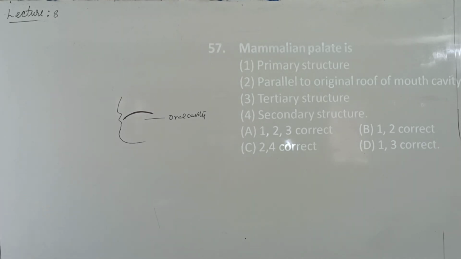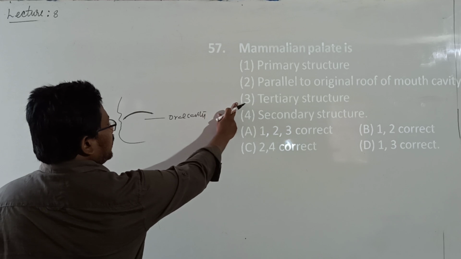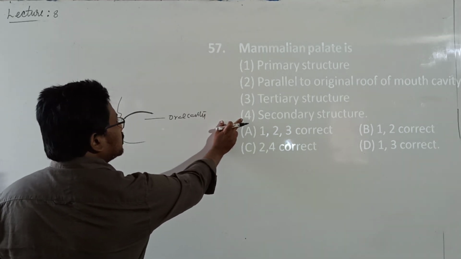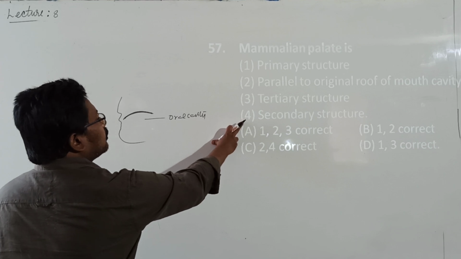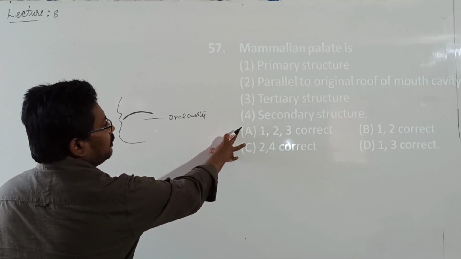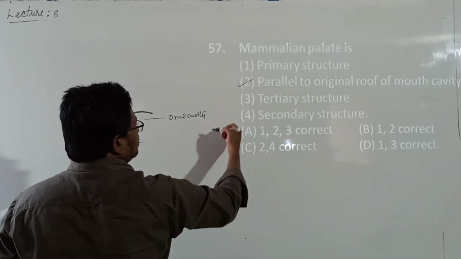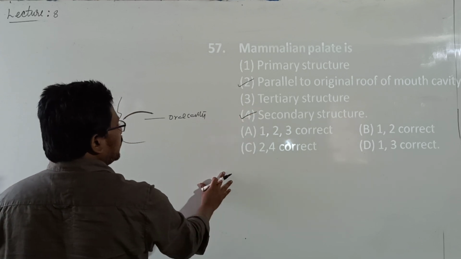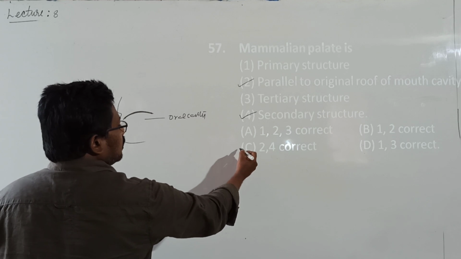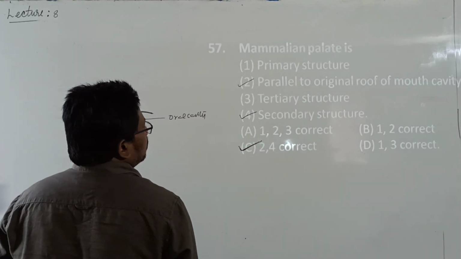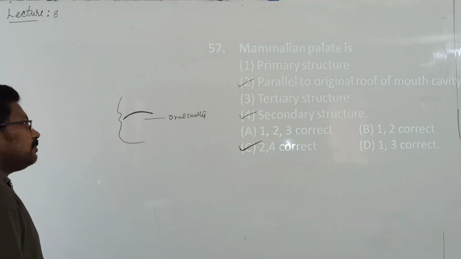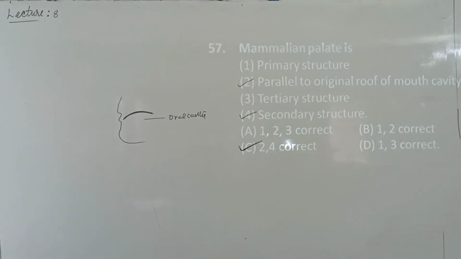As it is not a tertiary structure, it is a secondary structure formed due to the fusion of two palates during the developmental stages. So hence it is parallel to the original roof of the mouth cavity, this is right, and it is a secondary structure, this is right. So it will be 2 and 4. So the mammalian palate is parallel to the original roof of the mouth cavity, and also it is secondary in structure.